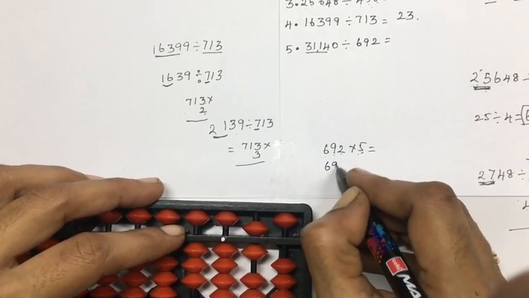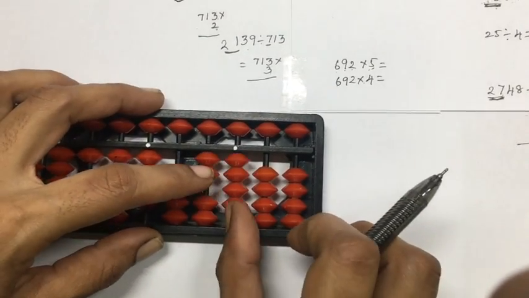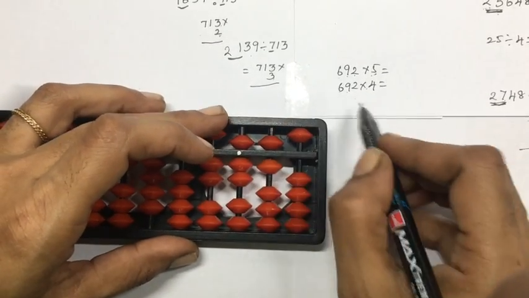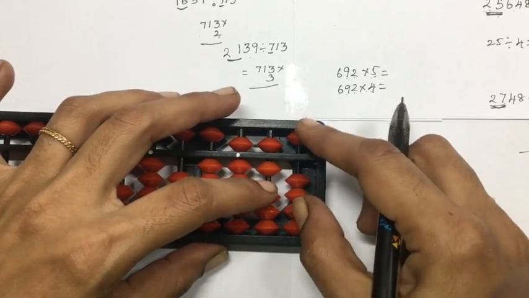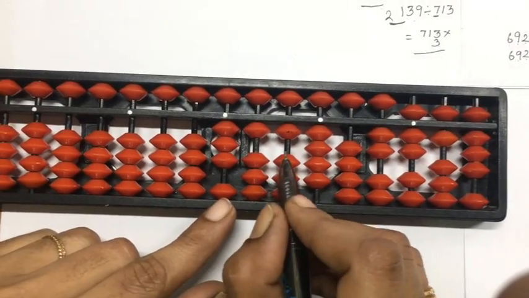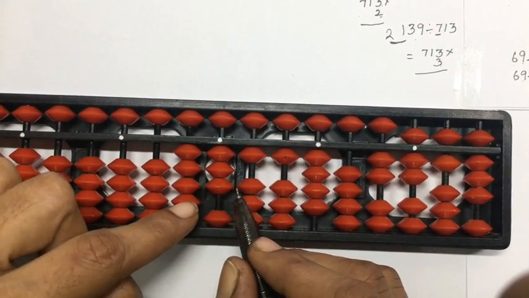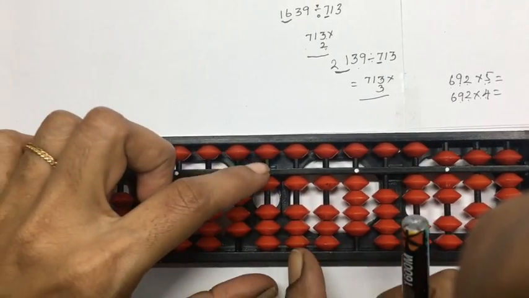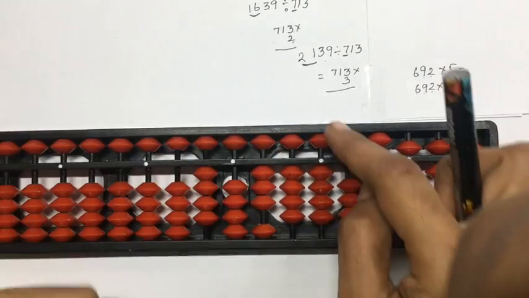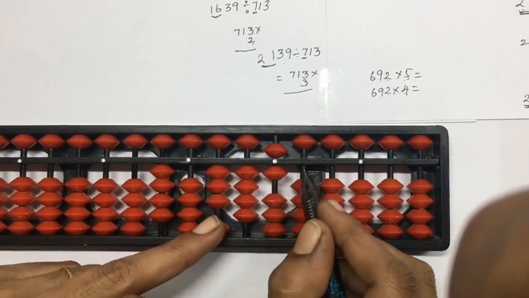So we should try 692 into 4. Our answer is 6 4s are 24, 9 4s are 36, 2 4s are 08. 2768. From here, we should jump 3 rods, set the quotient here. That is 4 times, 2768: minus 2, minus 7, minus 6, minus 8. So our next dividend will be 3460.